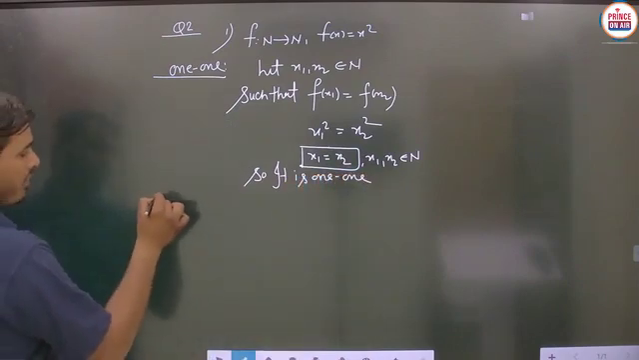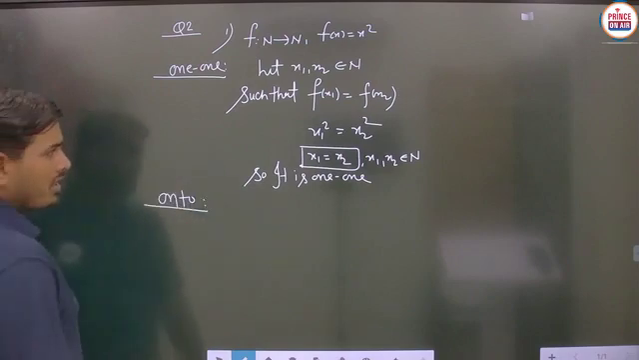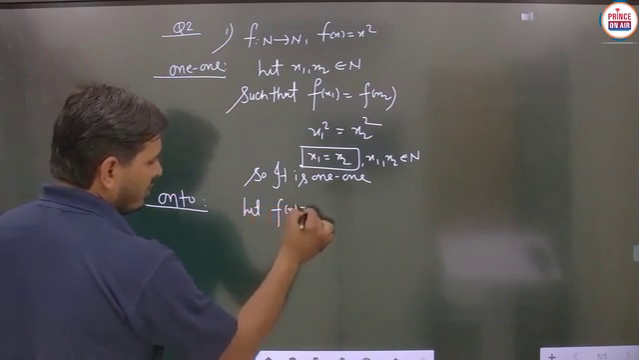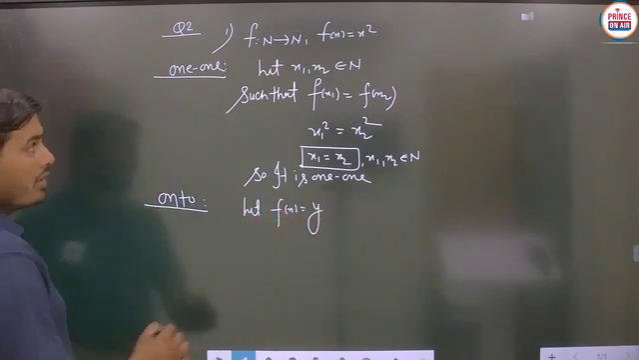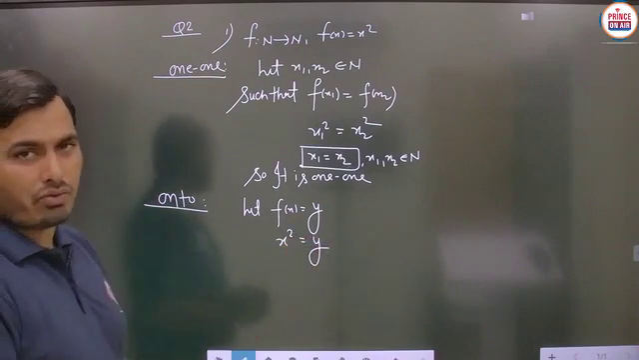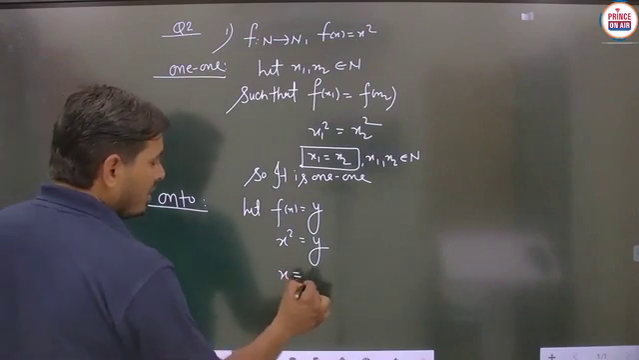Next we will check for the onto or surjectivity of this function. So for the surjective case, student, let f of x equals y. Then we can say that x square is y, x square equals y. Then definitely, student, you will get the value of x as plus or minus root y.